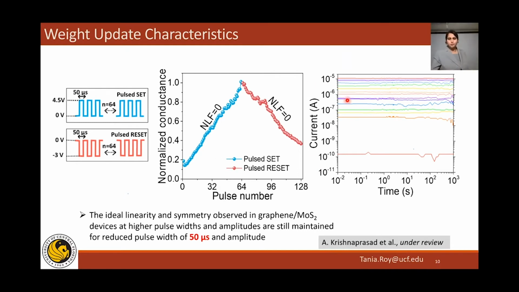And the other thing we are showing in this plot is the retention. So we are seeing so many different states, but are these states showing retention characteristics? For that we used DC to observe multiple conductance states here, and we are able to see good retention up to about 1000 seconds. So in this manner, we are able to establish a good quality synaptic device, an electronic synapse.